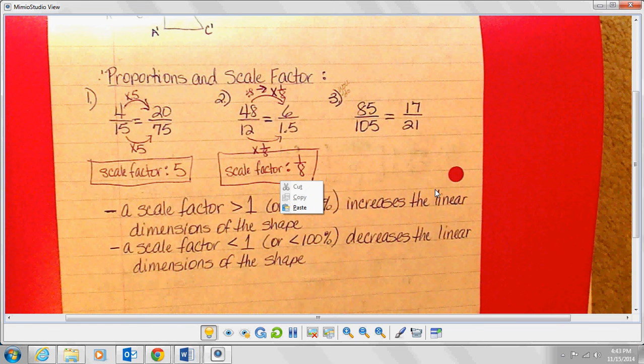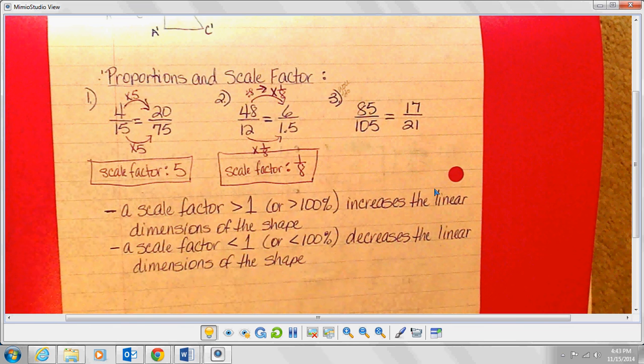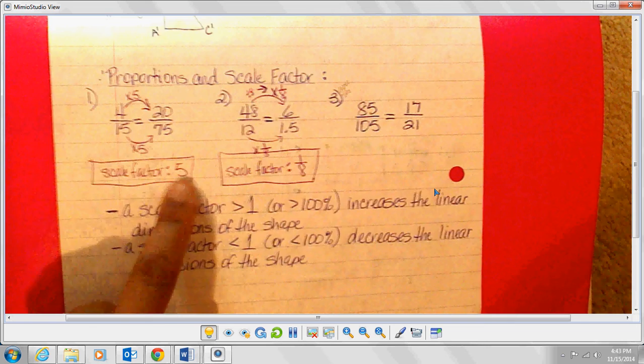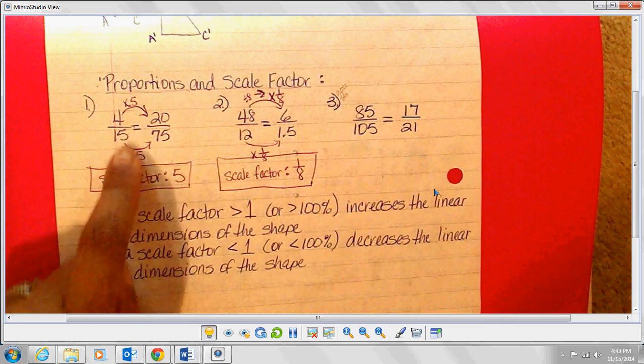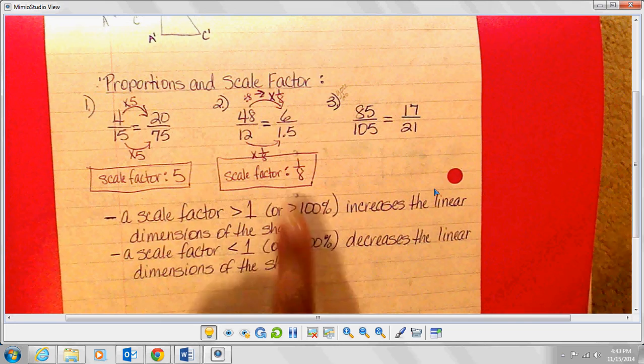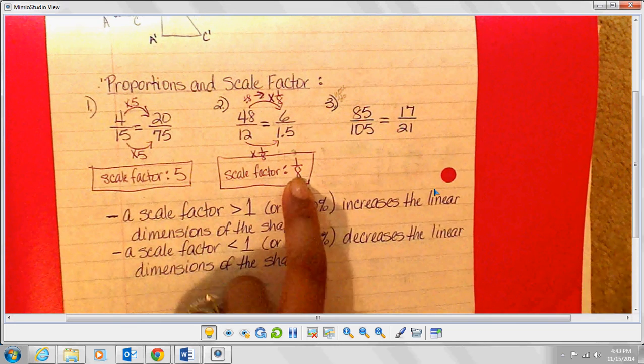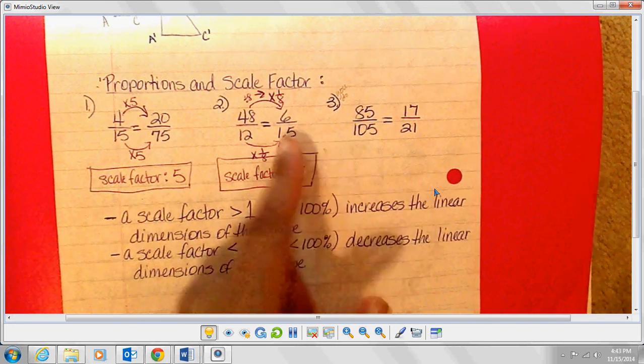And then when we get into class tomorrow, we'll be doing some practice where we'll be actually enlarging and reducing some dimensions, and you'll see how that actually is true. I mean, even if you look back here, our scale factor was greater than 1. Were we not increasing? Right here, our scale factor was less than 1. So we decreased.